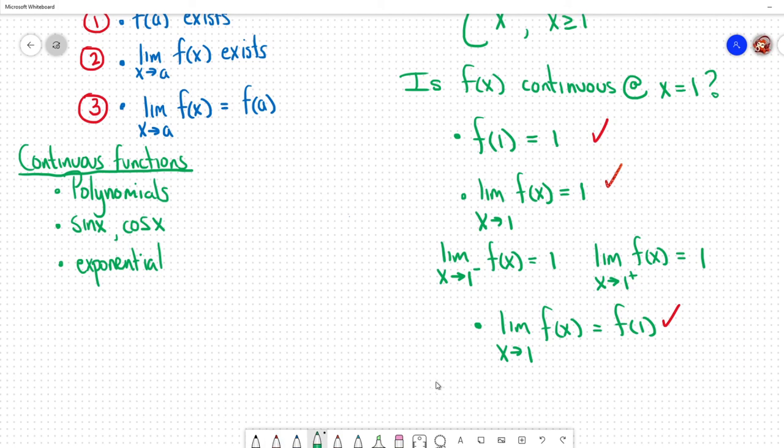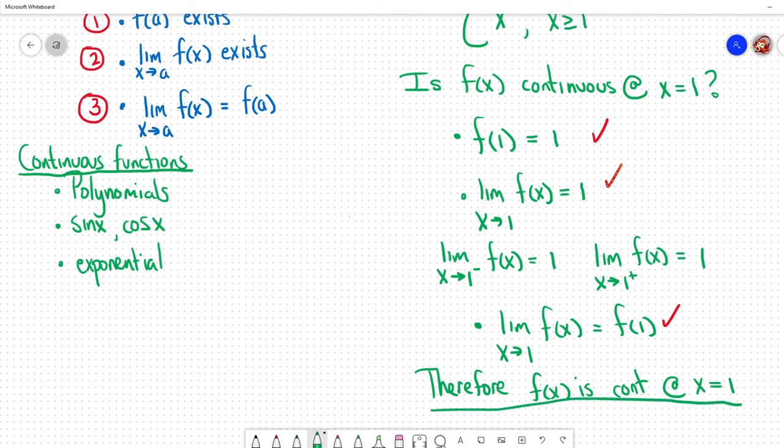So now I can conclude, therefore, f of x is continuous at x equals 1. All this work that I did here is our proof. This is our justification to show that yes, in fact, this function is continuous at this particular value. Now, if we wanted to prove continuity at a different point, we'd go through this whole process all over again.